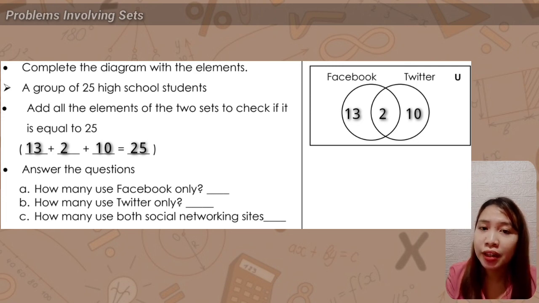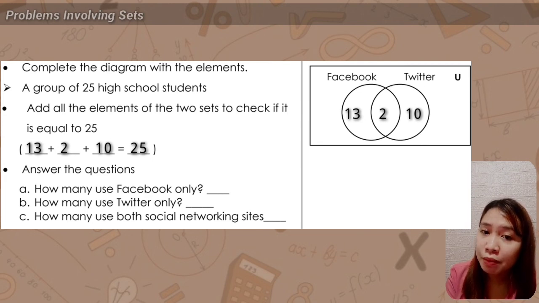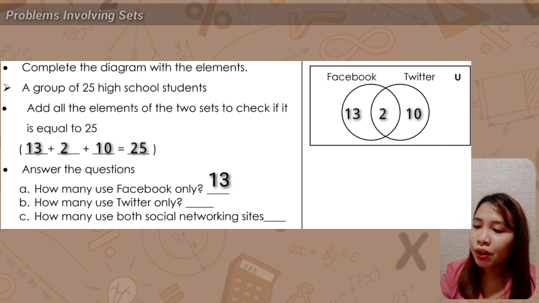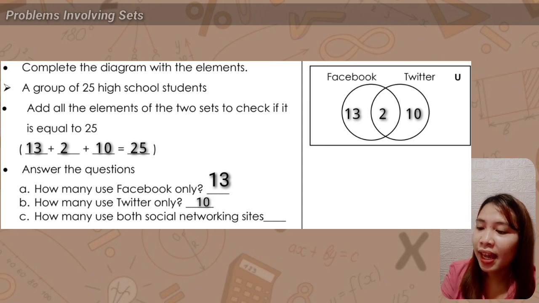And let's answer the questions. Sa letter A, how many students use Facebook only? So, ibig sabihin 13. And the second question is, how many students use Twitter only? So, ibig sabihin, ito ay 10. And the last one is, how many students use both social networking sites?